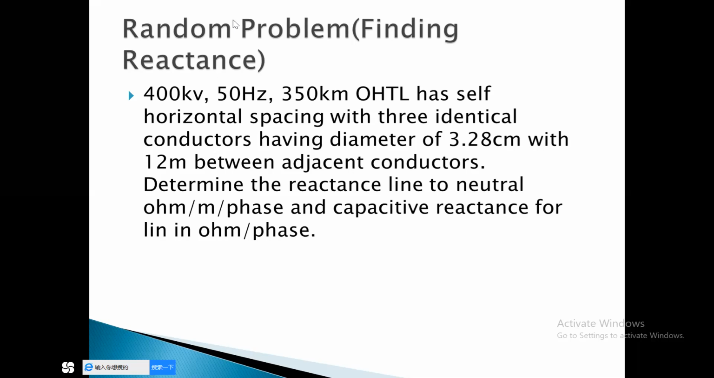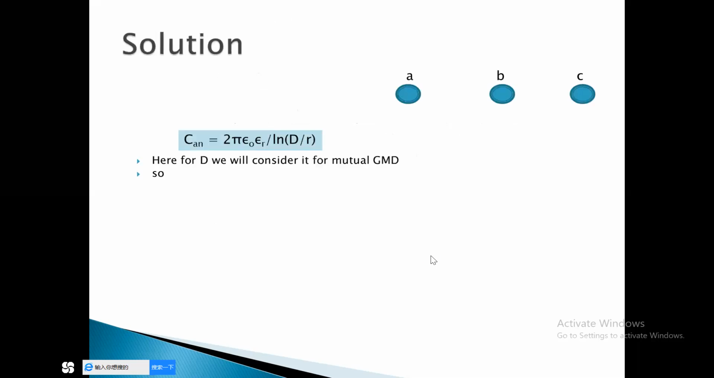Divided by 2. Yes, divided by 2. It's easy, so don't get confused over here. So I put horizontal spacing here. So the distance between each line is 12 meters.